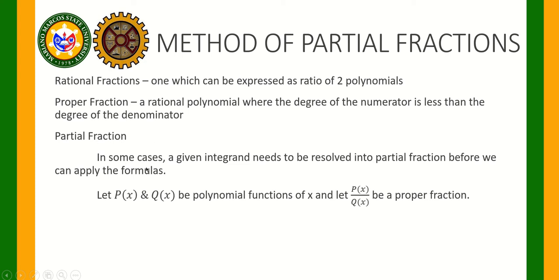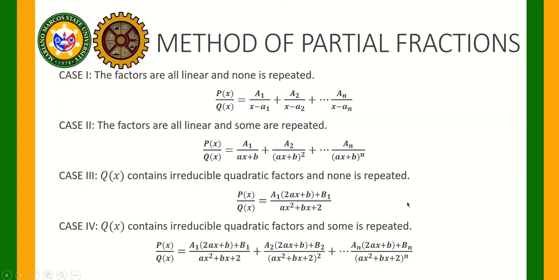And partial fraction, in some cases, a given integrand needs to be resolved into partial fractions before we can apply the formulas. So let p of x and q of x be polynomial functions of x, and let p of x over q of x be a proper fraction. And then we have four cases in solving integration using the methods of partial fractions. So case 1, the factors are all linear and none is repeated.